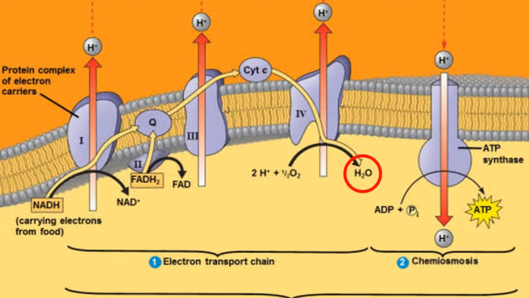While H2O is being made, the positively charged protons want to get out of the positively charged inner membrane space and go through the protein channel to the enzyme ATP synthase. While the protons diffuse, the kinetic energy causes the binding site to change shape and form a bond between ADP and inorganic phosphate, making them ATP.